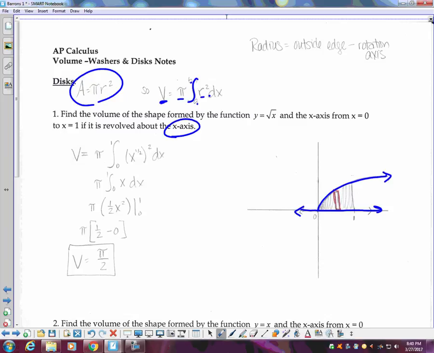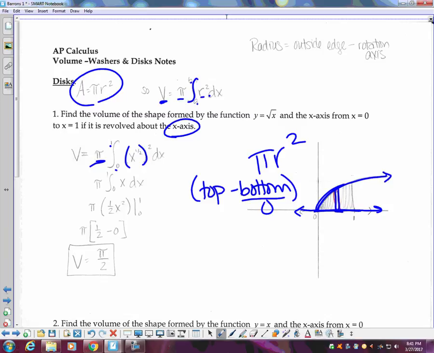Kick the pi out front because it's a constant. And your radius of the circle is the height of your slice. So this guy minus this guy squared, because it's pi r squared. So you can see, kick the pi out front, we're going from 0 to 1 of the function, and this is minus 0. It's the top minus the bottom. If you slice it horizontally, it's the right minus the left. But because the bottom is 0, that's why you just see the top squared.